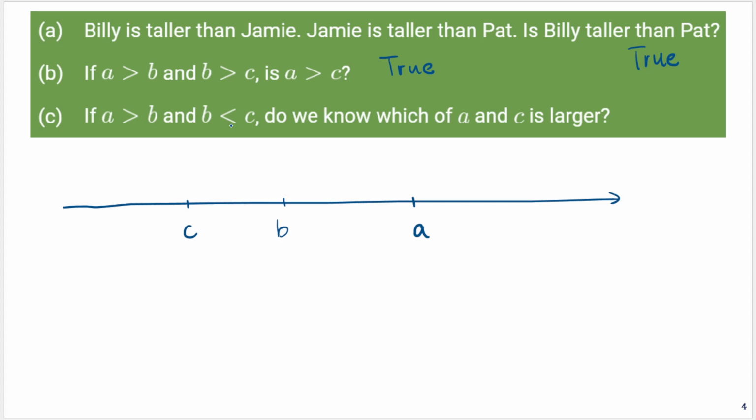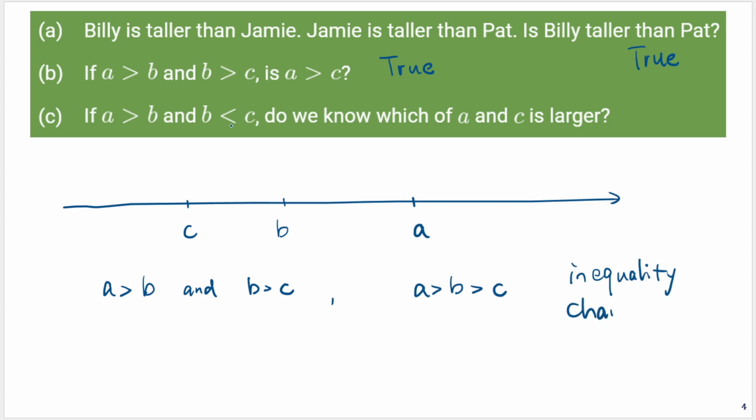We can also put the inequalities A is greater than B and B is greater than C in a single statement, which means A is greater than B, which is greater than C. We can combine them together. Sometimes we call such a combination of inequalities an inequality chain. So this is called an inequality chain.